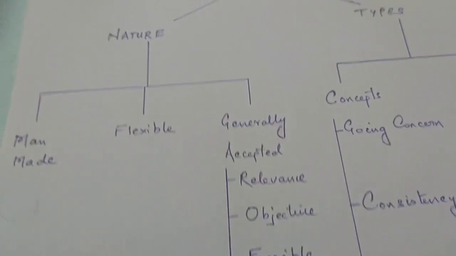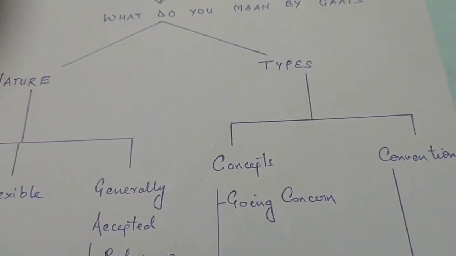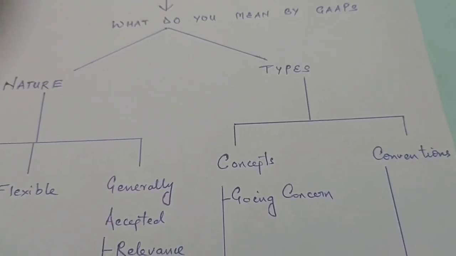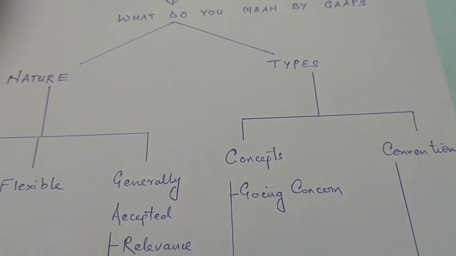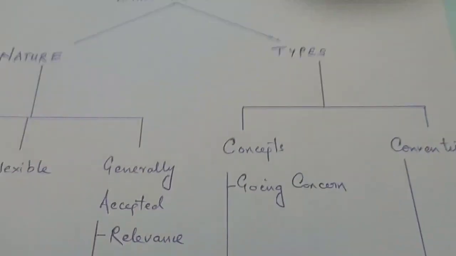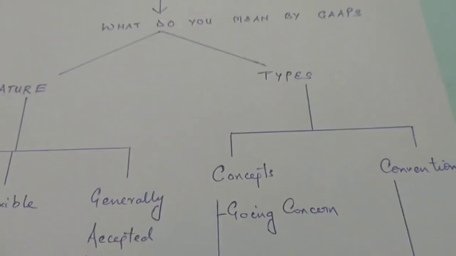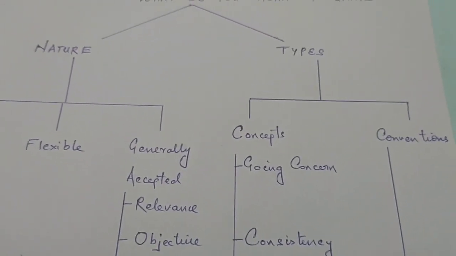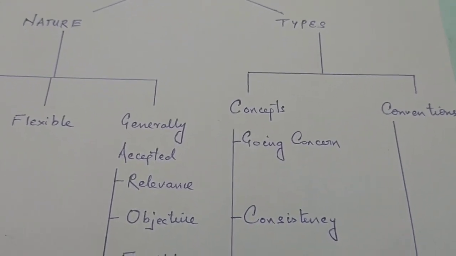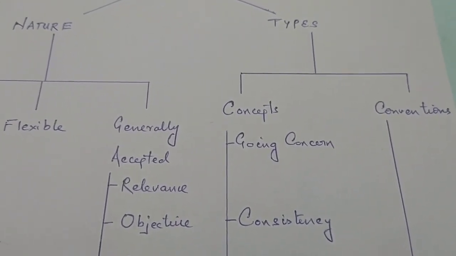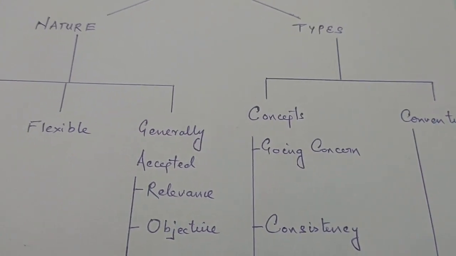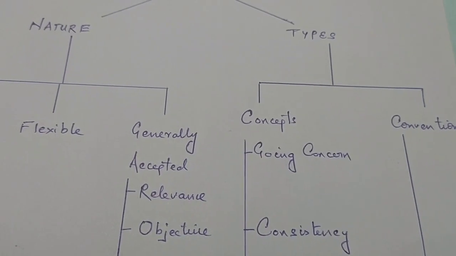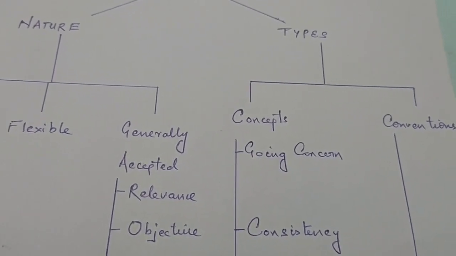Now we are coming to the next topic, and that is types of accounting principles. Accounting principles can be divided into two parts: concepts and conventions. What are accounting concepts and what are accounting conventions? Accounting concepts are fundamental assumptions which help us in preparing financial statements and also help us in recording the transactions.